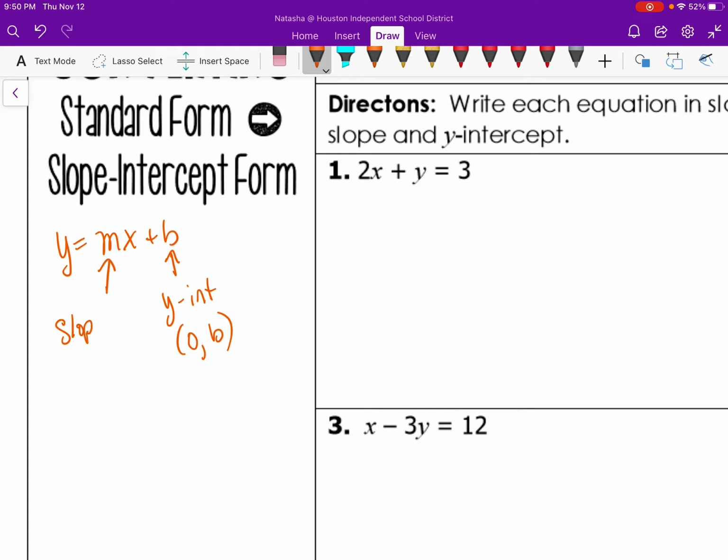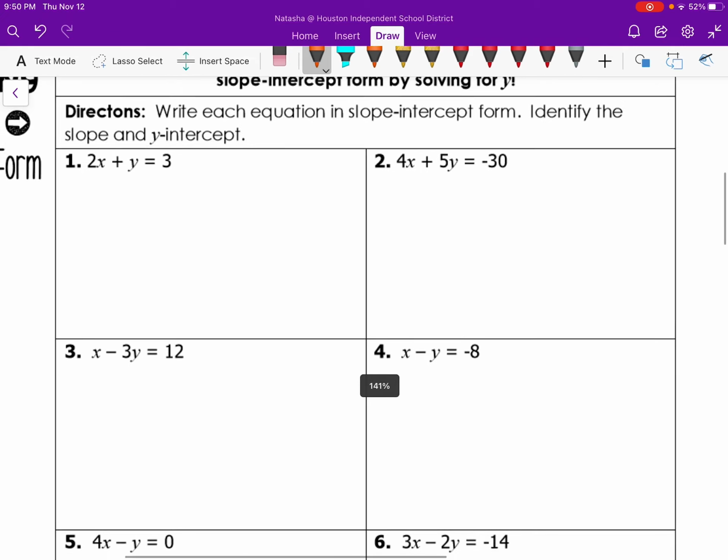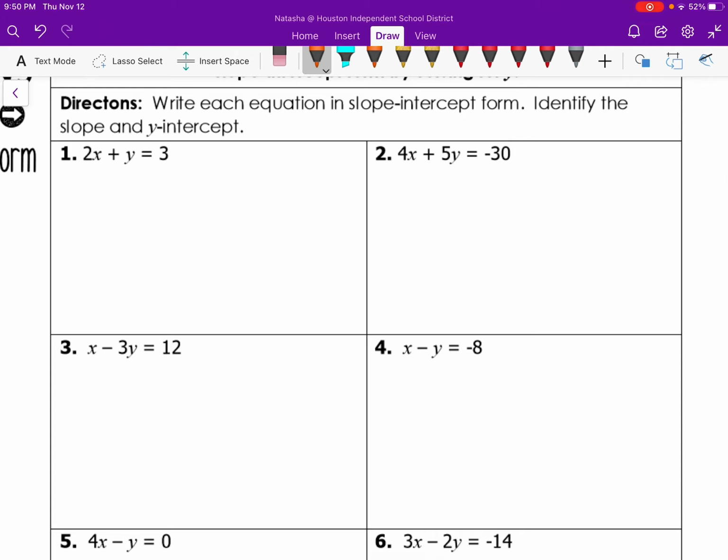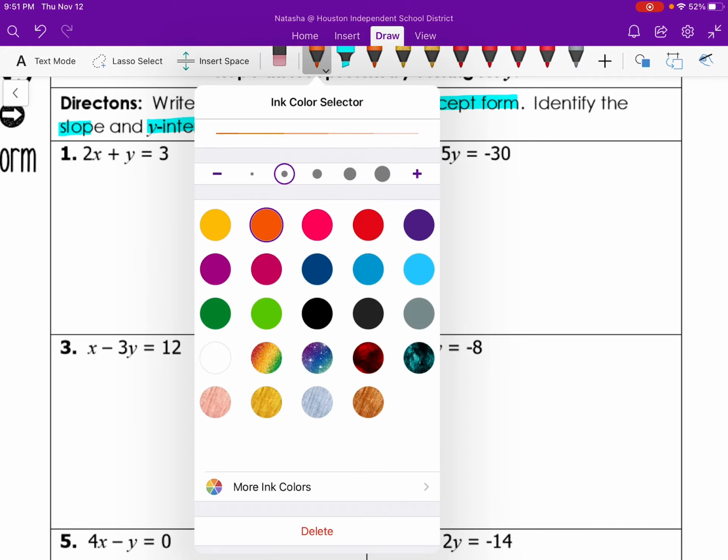We can also identify our slope. That's another really important concept, the slope, which is the rise over the run. So if it's in slope-intercept form, we can easily look at those things. There are certain situations where we might want to know that information. Right now we're looking at it just straight algebraically, but later on we can apply that to real life situations. So we're going to take each of these equations and put them in slope-intercept form, and then we're also going to identify the slope and the y-intercept.